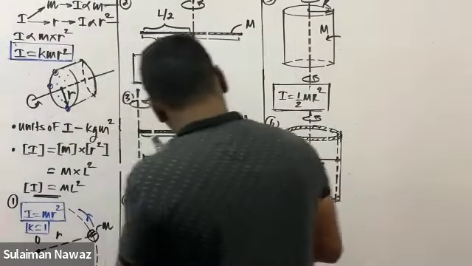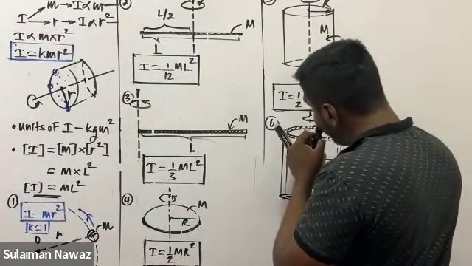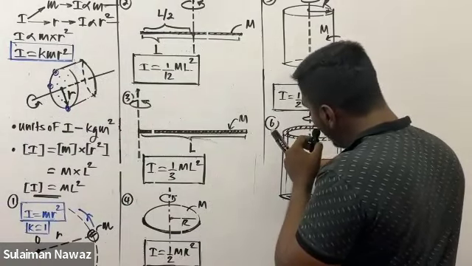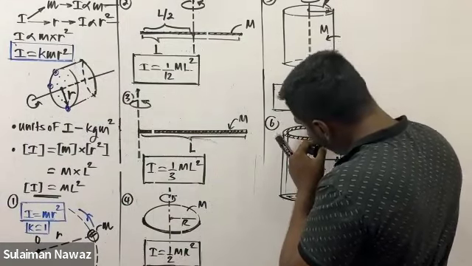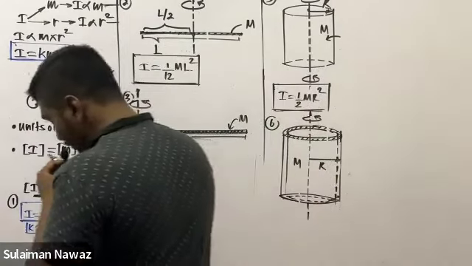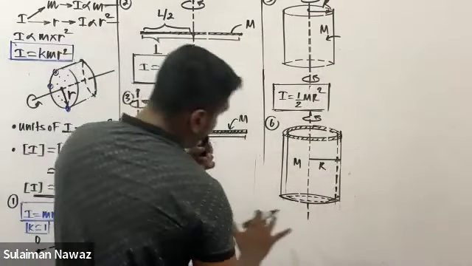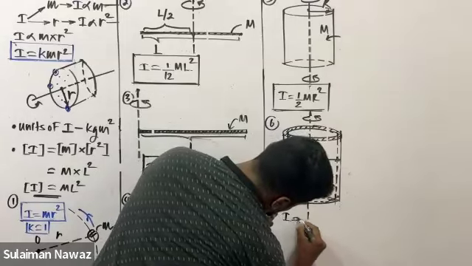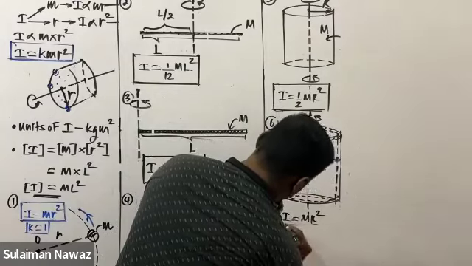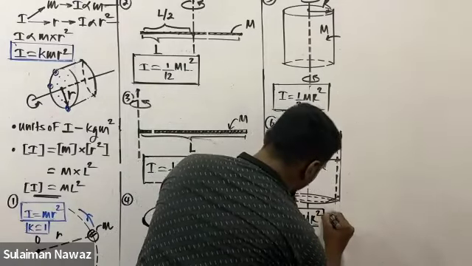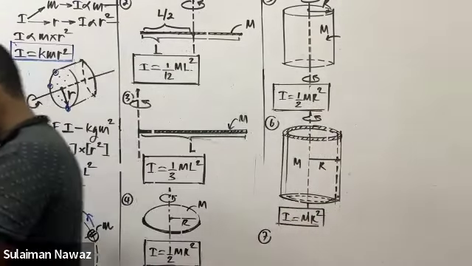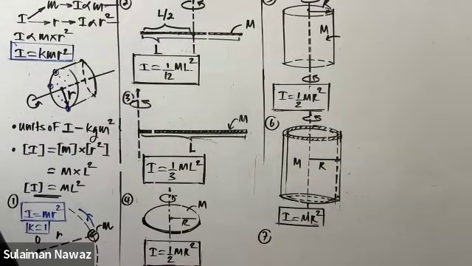Now, when you're writing here, write down the moment of inertia of a hollow thin cylinder of mass capital M and radius capital R about an axis passing through the center. This equation is also capital M capital R squared. I equals MR squared. Okay. Next one.